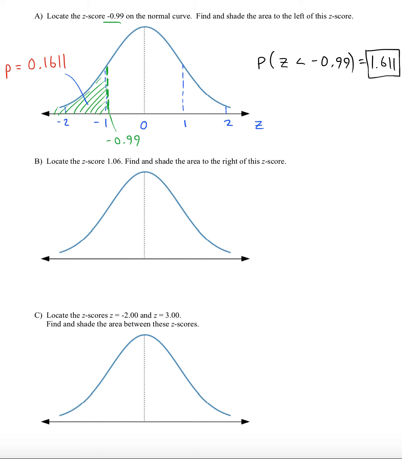Next, let's try to find the z-score of 1.06. And we'll find and shade the area to the right of it. So once again, just like normal, we'll start with our important markings just to give ourselves a little scale to work with. Okay, 1.06 is awfully close to 1, a little bit beyond it. Okay, and then we want to shade the area to the right. So it's a right tail.